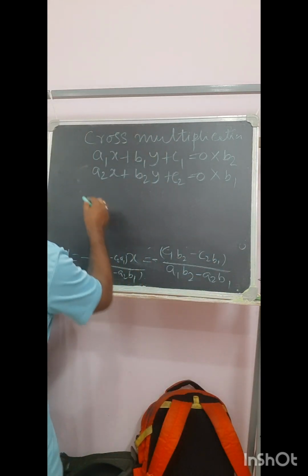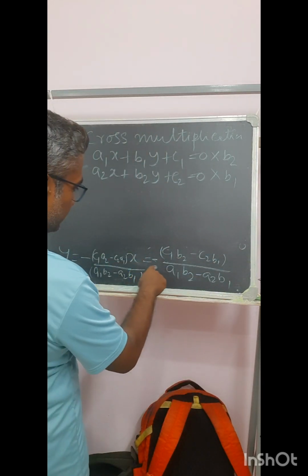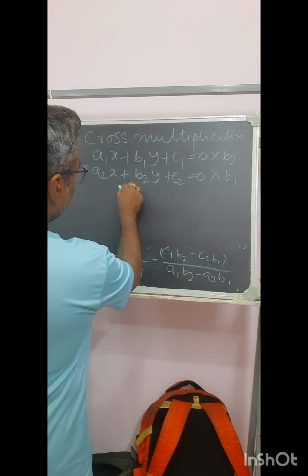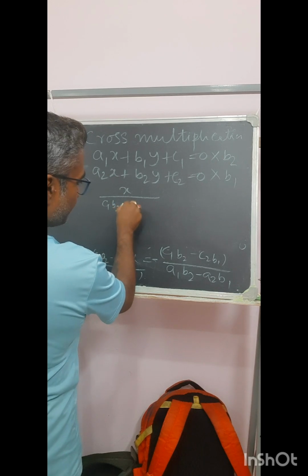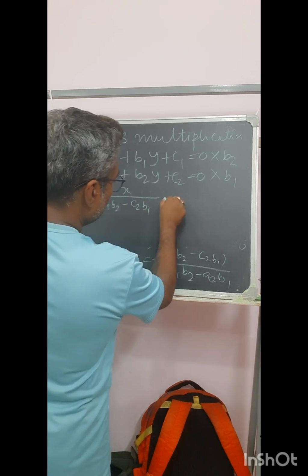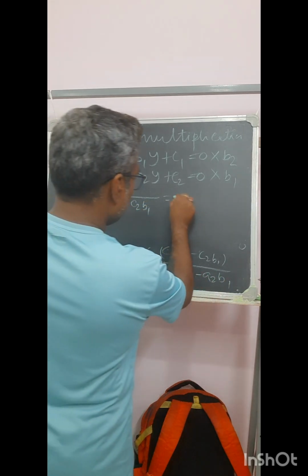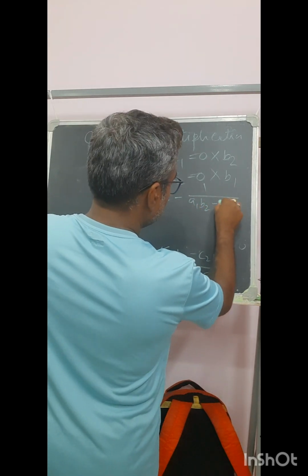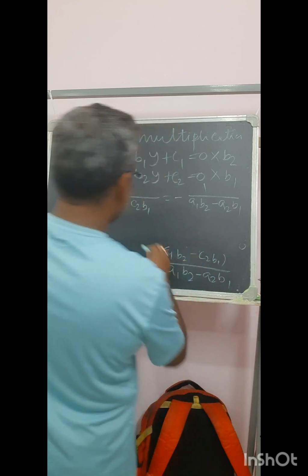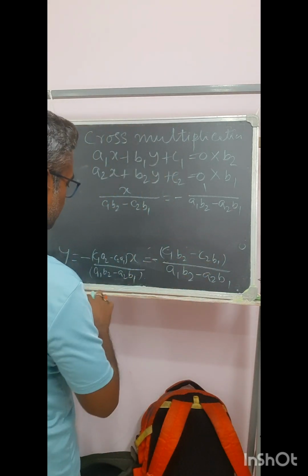So you can see the x value is what I am getting, c1 b2. If I bring that below the x, c1 b2 minus c2 b1, I will get on the right hand side minus 1 upon a1 b2 minus a2 b1. This I am getting from this. So this part is over.